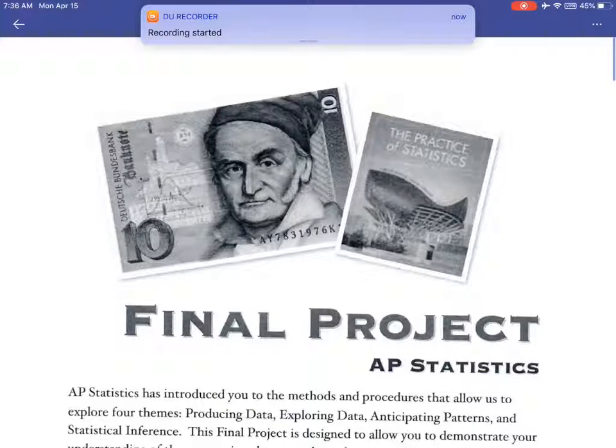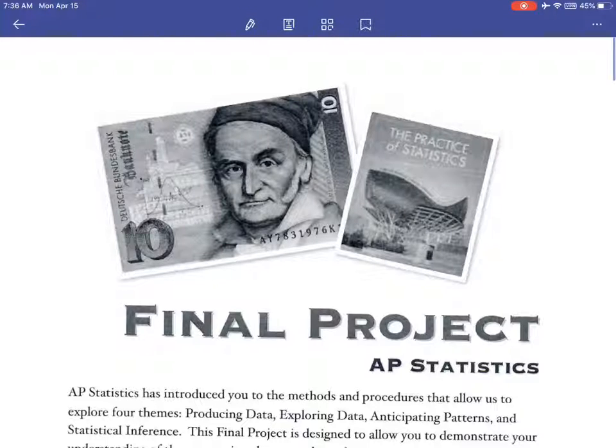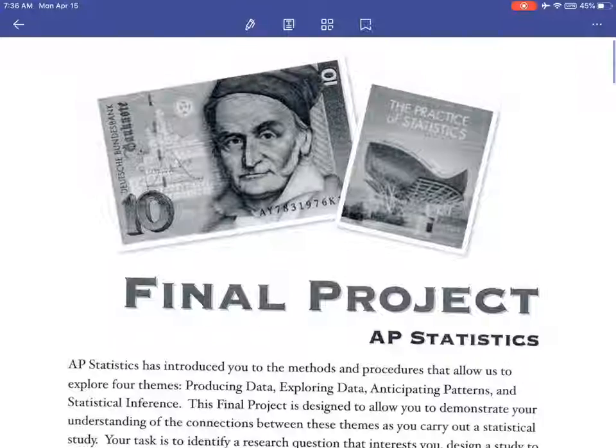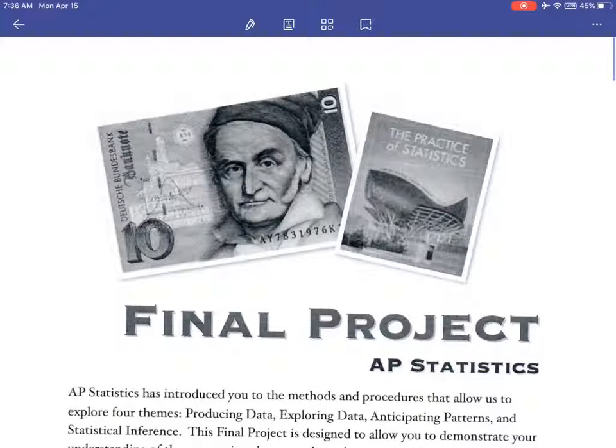Alright everybody, so today we're going to be learning about your final project. You should have already gone through and read through this PDF so you have an idea of what it is. I'm just going to use this video to talk more in depth about what the project is and talk about some stuff that's not listed on the project sheet.